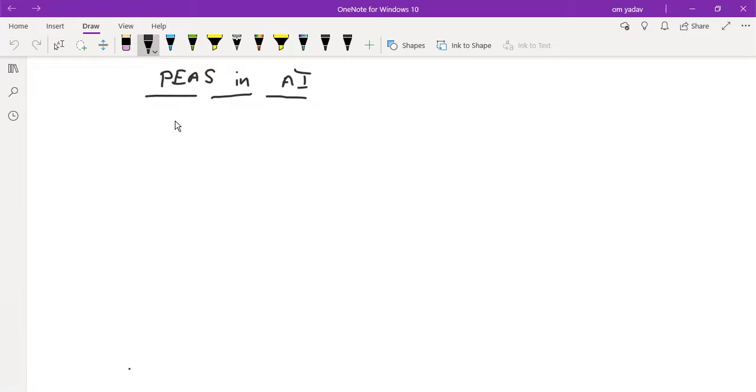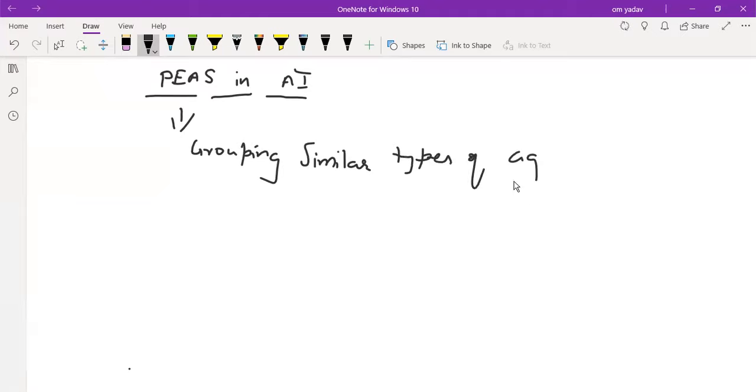Okay, so it is used for grouping similar types of agents together. And what is the actual need of this? It is required, okay, PEAS is required for building a rational agent. Okay, this is required for building what? A rational agent.